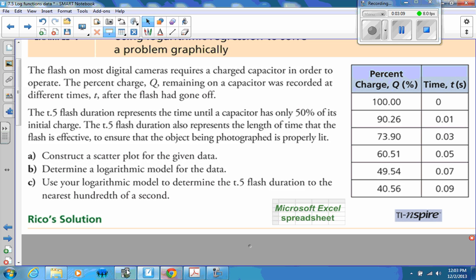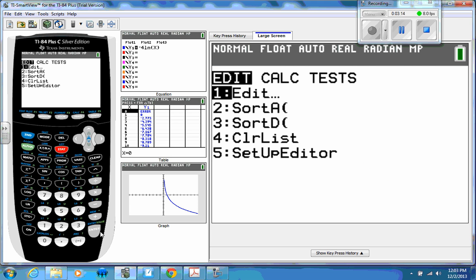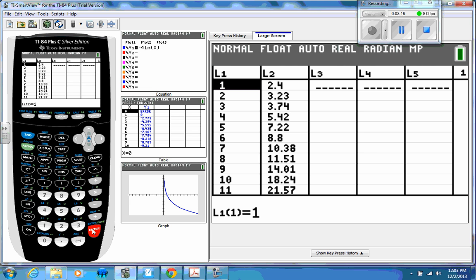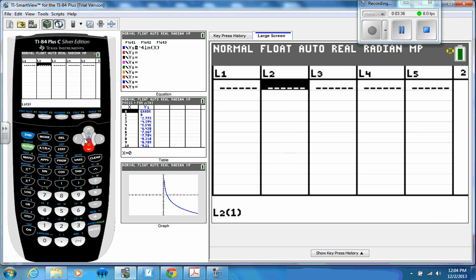Okay, so let's go to our graphing calculator. We're going to go to stat, we're going to go to enter, and we're going to enter the data. Now, how are we going to enter the data for this one? Because usually time is our independent variable, right? But this one, time is going to be our actual dependent variable. So we're going to go and we're going to clear our lists. You should know how to do this by now. Go up, clear, hit down.